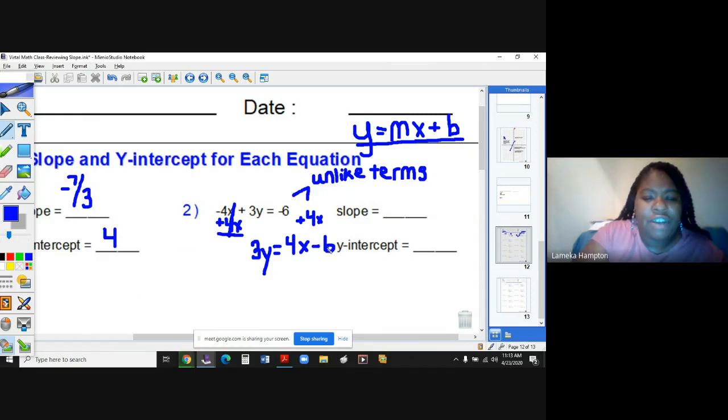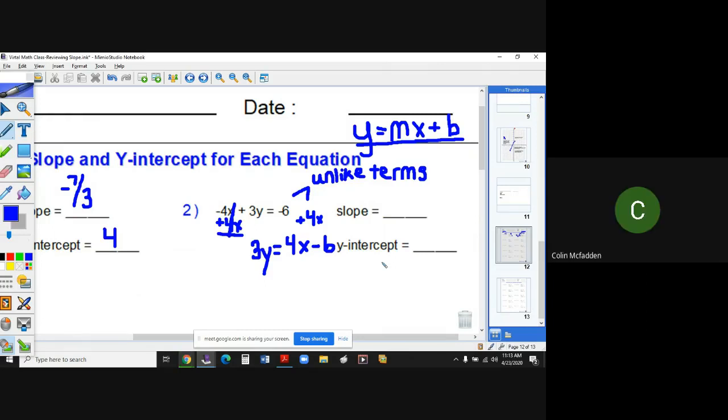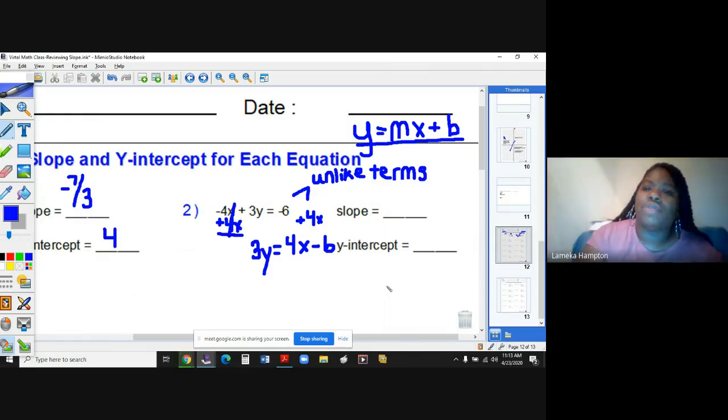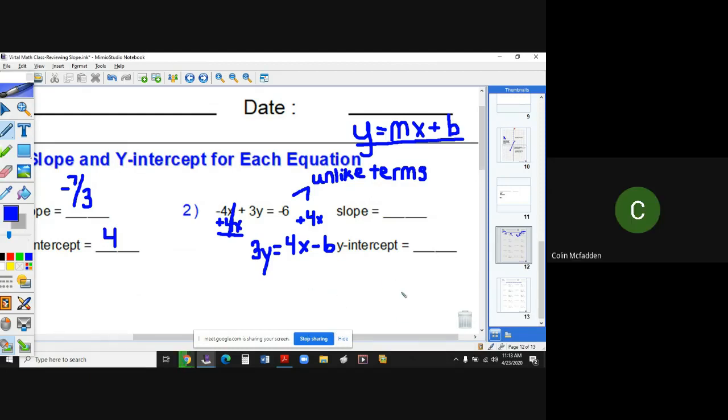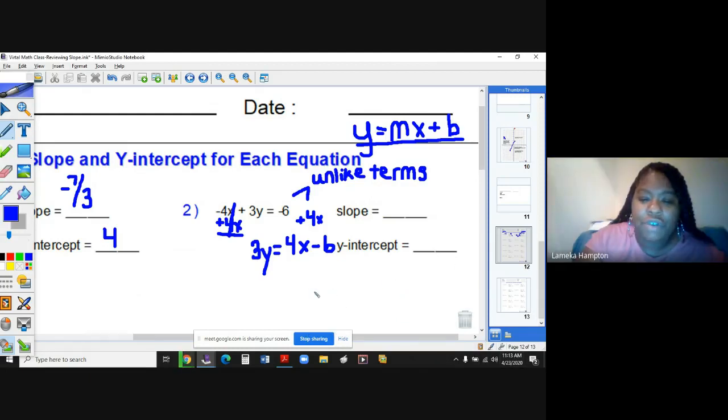Mr. McFadden, I have another question for you. Does this problem look like y equals mx plus b? Yes. Talking about the one you just wrote out? Yes. Well, it does, but we still have to do something else because remember, we want y to be by itself. And the problem is we got this 3 on it. Yes, we got to have y by itself.